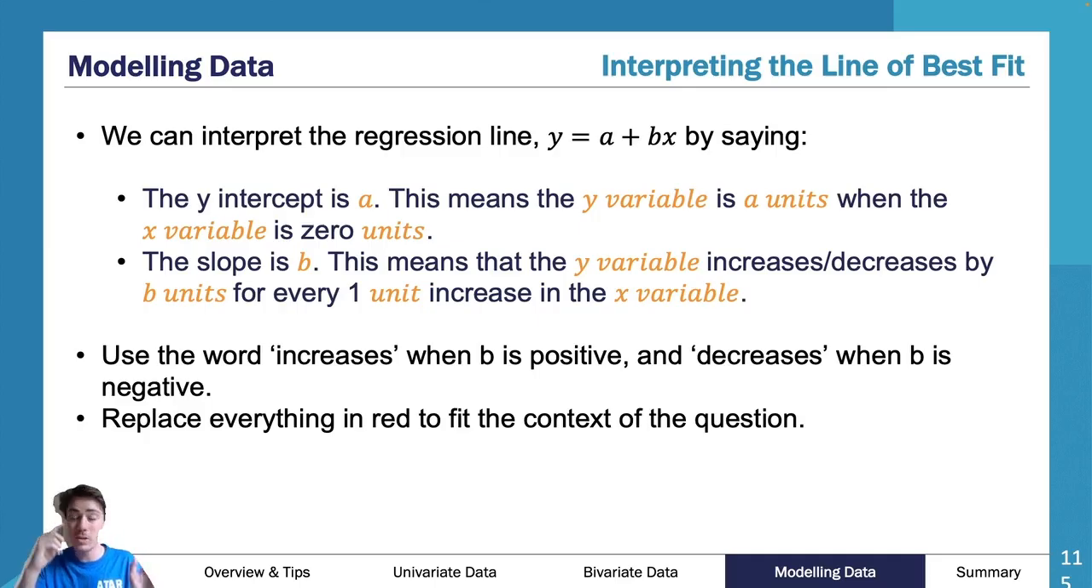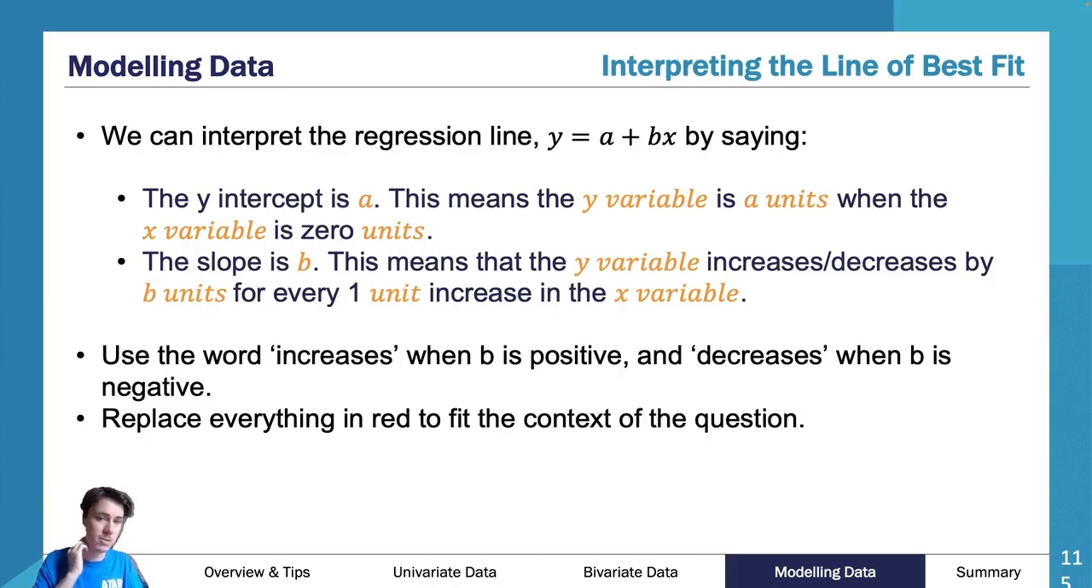So at the start, you don't want to say 15 kilograms. You want to say my y-intercept is at 15. This means the weight, so y variable, is 15 kilograms when the x variable, the height, is 0, maybe 0 centimeters. Now, that doesn't make any sense. Why would I be 15 kilograms if I'm 0 centimeters tall? That piece of information is a bit useless, but they may ask you to interpret that.